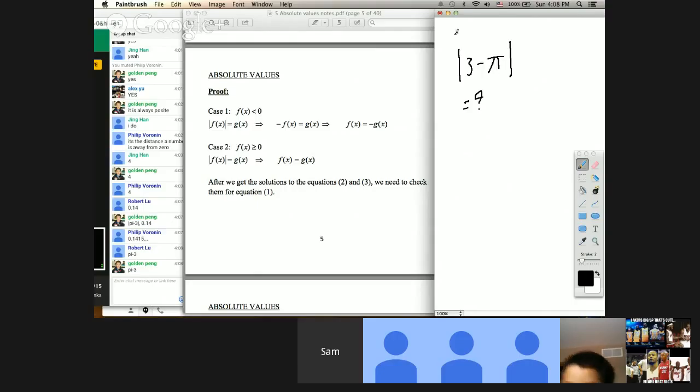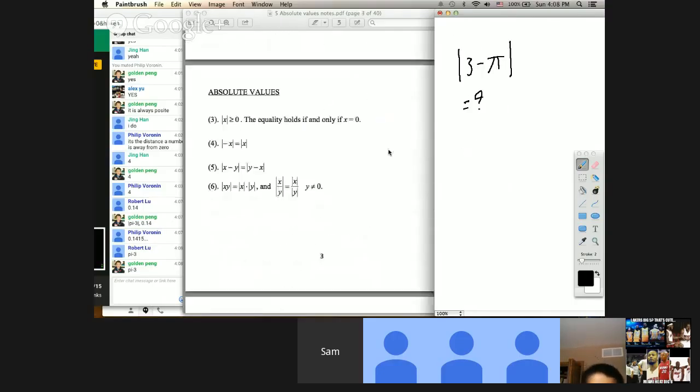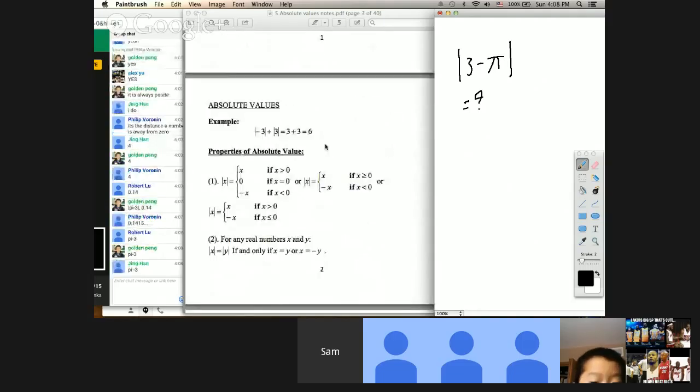pi. So then since you have the absolute value, if we go back to our cases, we see if x equals 0, so this inside is equal to 0, then the absolute value of the inside is going to equal negative whatever is on the inside. So negative (3 minus pi), which is equal to pi minus 3.